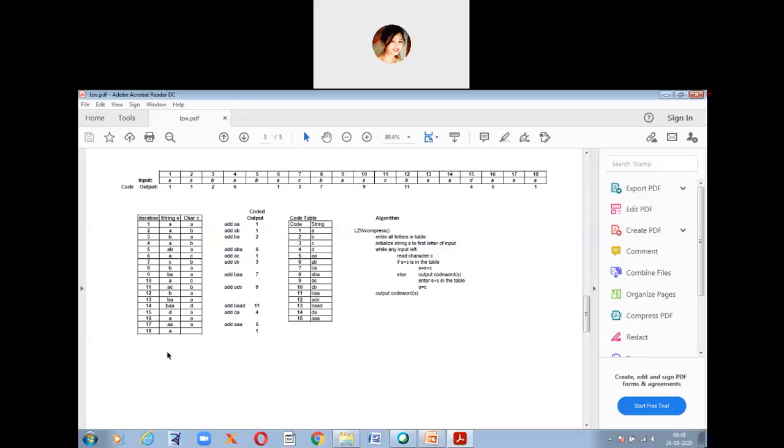So the algorithm is such that you want to compress this string of characters, right? In the first step, we enter all the letters in the table. So this is my table. Enter all these letters first. Initialize string S to the first letter of the input. So this is string S. Just input this string in this way.